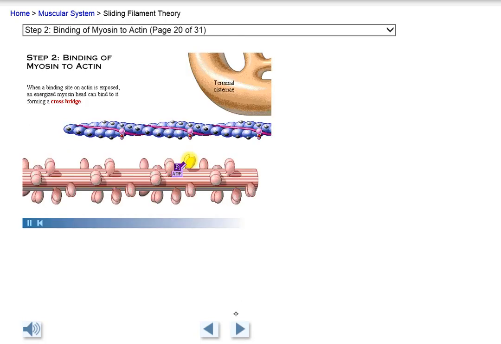When a binding site on actin is exposed, an energized myosin head can bind to it, forming a cross bridge. Click the energized cross bridge to begin the binding.